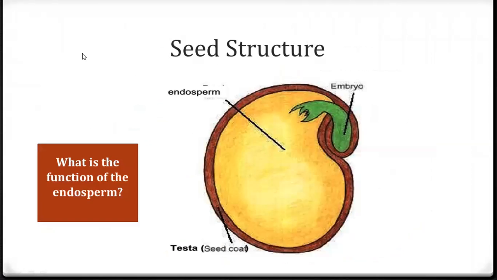This is the seed structure. So you have the embryo, so that's where the plant's going to grow. Testa is the outer covering, the seed coat, and then the endosperm, remember, is the part that's providing the nutrients.